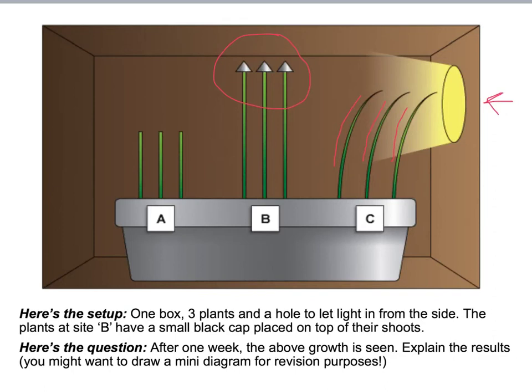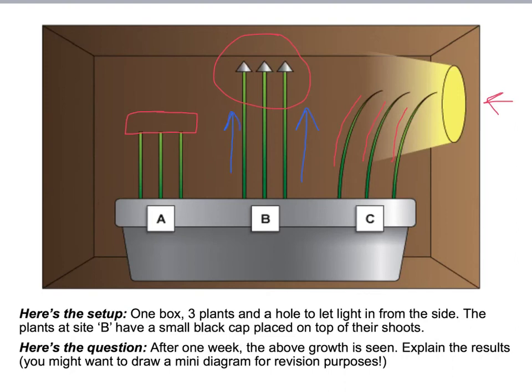A, if you notice, there is no growth, and that's because the shoots have actually been cut off. So auxin hasn't been produced, so there is no growth from the plant. So that would describe what's going on at A. Now B, interestingly, is growing, but is growing straight up.